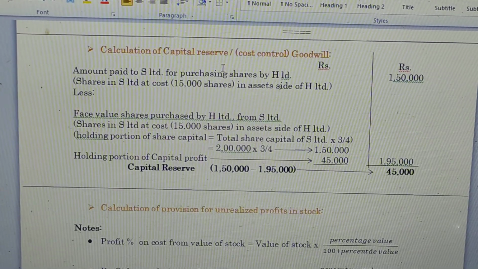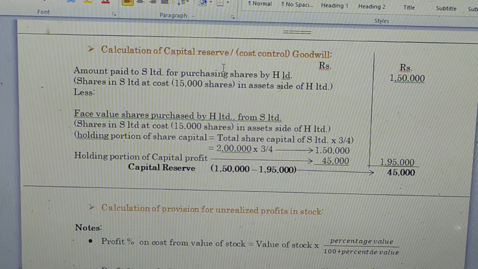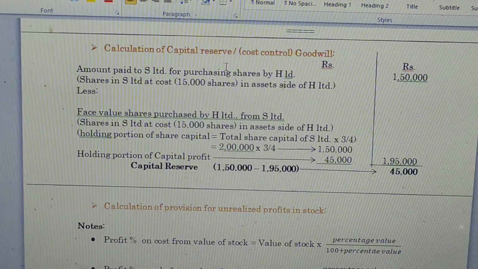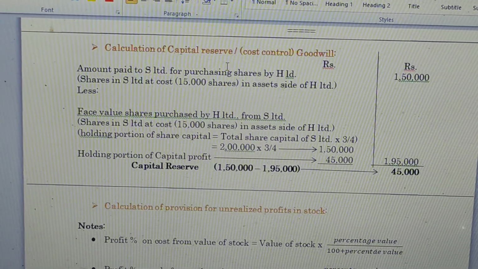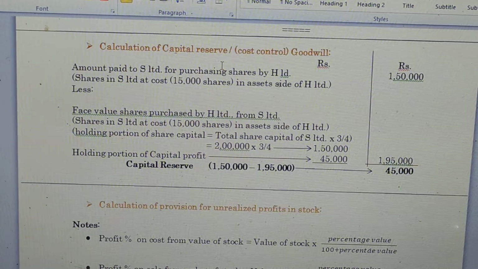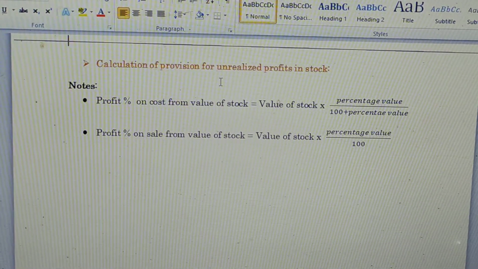If there is any negative value or minus value, that is called capital reserve. If there is any positive value, that is called goodwill. But in this question we found a capital reserve amount. Then we are going to calculate the provision for unrealized profit in stock.